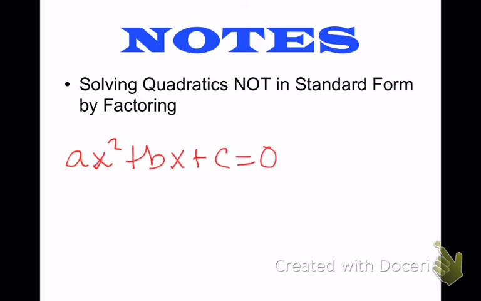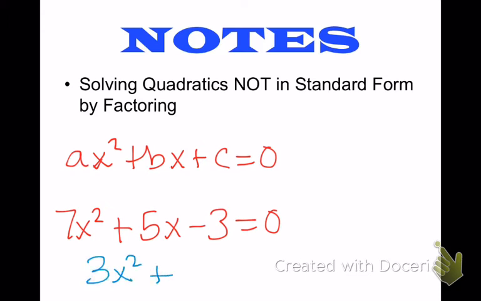So for example, if I actually had numbers, it could be something like 7x squared plus 5x minus 3. So this is something that's in standard form. We're going to be looking at some where they're not in standard form, so they will look something like the following, like 3x squared plus 4x equals 10. So where some of the terms are on the right side of the equal sign and we do not have the number 0. We have something like a 10 or some other term on the right side.